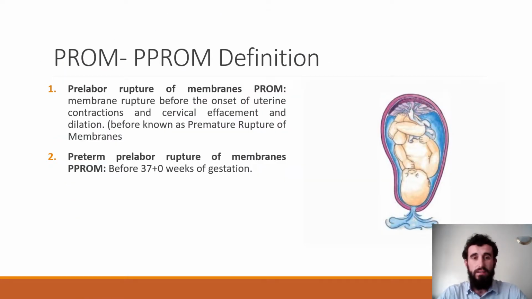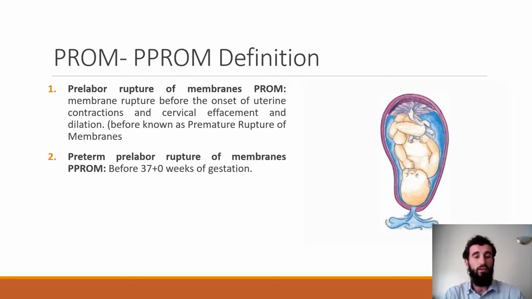We're going to start talking about the ruptures of membranes. Here we have two definitions. First, pre-labor rupture of membranes, abbreviated as PROM. The definition is membrane rupture before the onset of uterine contractions and cervical effacement and dilation. So it's the same as saying rupture of the membranes before the onset of labor. This definition was formerly known as premature rupture of membranes, but premature is confusing because it's the same as preterm.